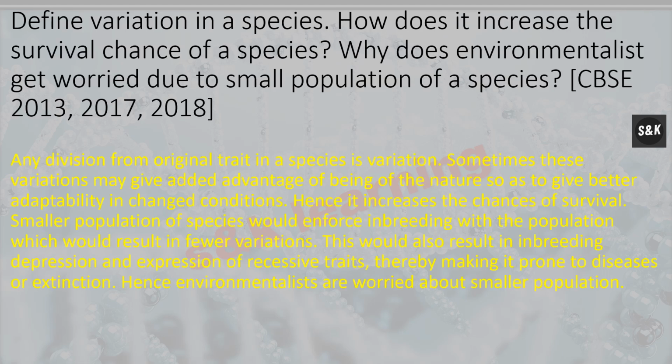Define variation in a species. How does it increase the survival chance of a species? Why do environmentalists get worried due to small population of species? Any deviation from the organism's trait in a species is variation. Sometimes these variations may give added advantage of being of a nature that gives better adaptability in changed conditions. Hence, it increases the chance of survival.